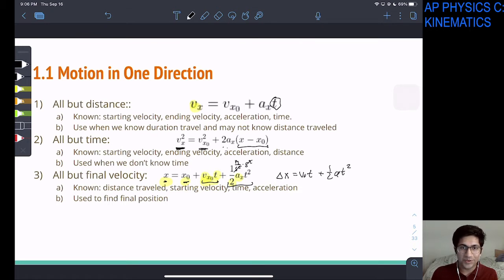And sometimes when you do multiple choice questions, we'll see some tricks later on, but sometimes you don't have to actually solve the question. You can just look at the dimensions and see, does it make sense? And we use this equation when we want to find final position. We don't have the final velocity, so we'll use it in that case. But really, this is good to see how much distance we've traveled.